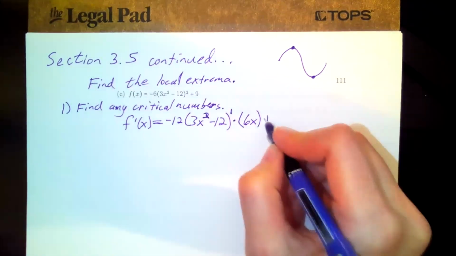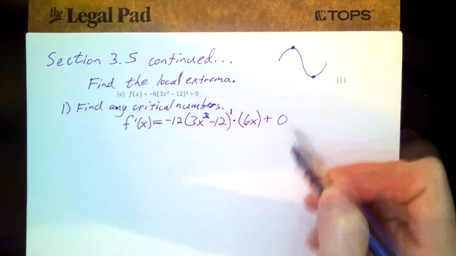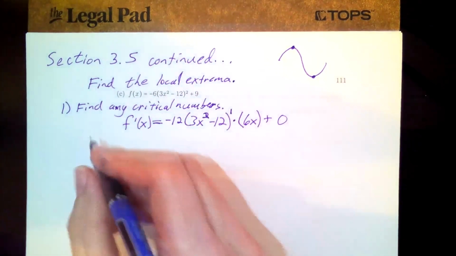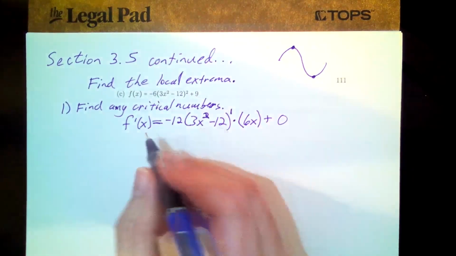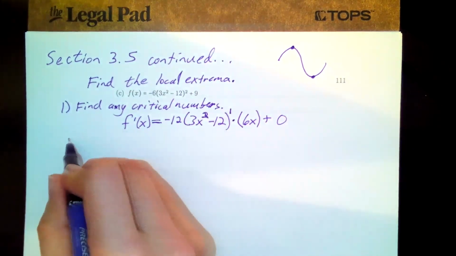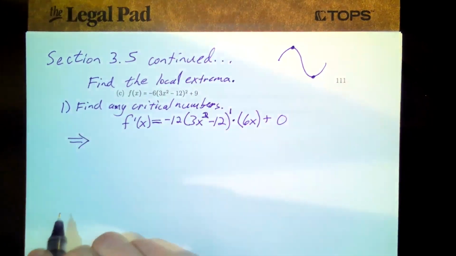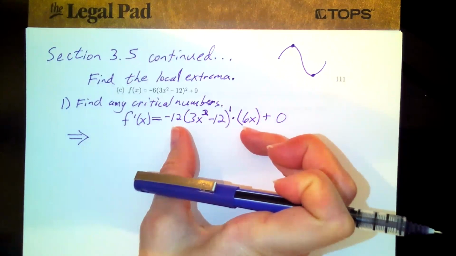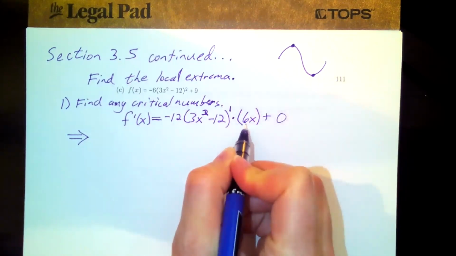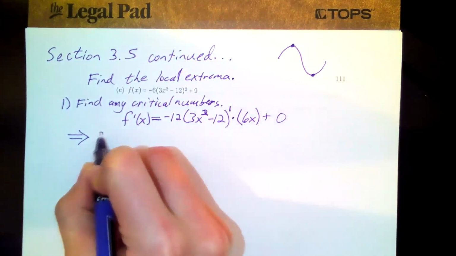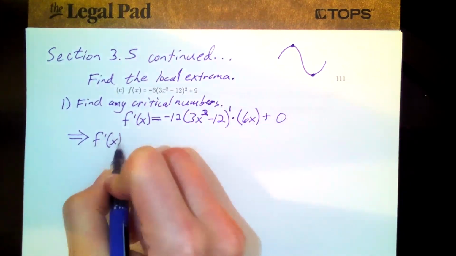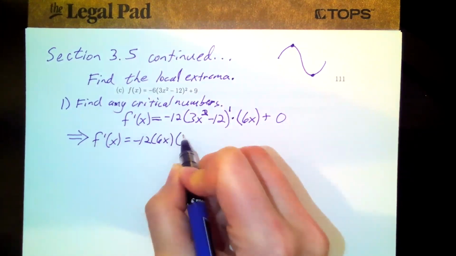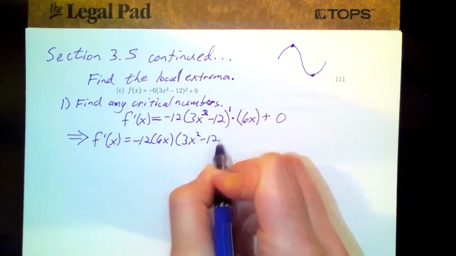Now, the derivative of that 9 over here by itself is 0, so I'll put that there for emphasis, but you don't have to write the 0. This is my first derivative, and I'm supposed to be setting this whole thing equal to 0 so I can solve for the critical numbers. Now, let's look at this. I might need to clean this up before I do anything else with it. Let's take this 6x and move it up front next to that negative 12, so that I have negative 12 times 6x times that 3x squared minus 12.